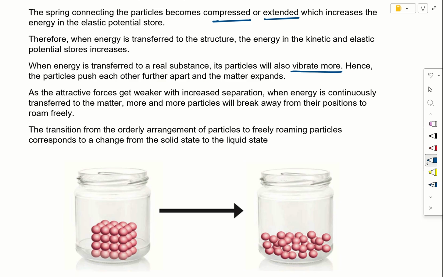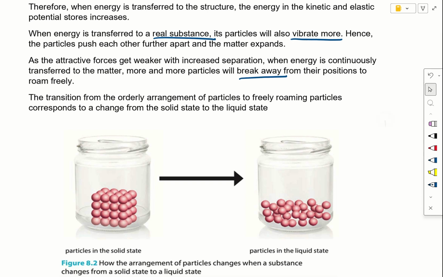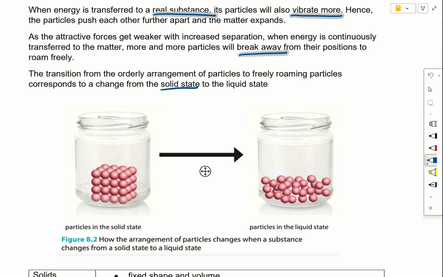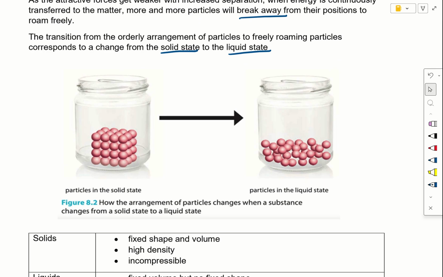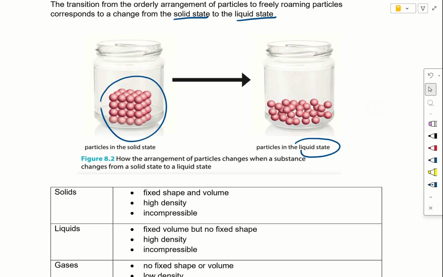So now we are talking about this real substance. As the attractive forces get weaker with increased separation, when energy is continuously transferred to the metal, more and more particles will break away from their positions to roam freely. So the transition from the orderly arrangement of particles to freely roaming particles corresponds to a change from the solid to the liquid state. You notice that in the solid state, the particles are close together and in their fixed positions. However, in the liquid state, they are slightly further apart, and they are in random positions.